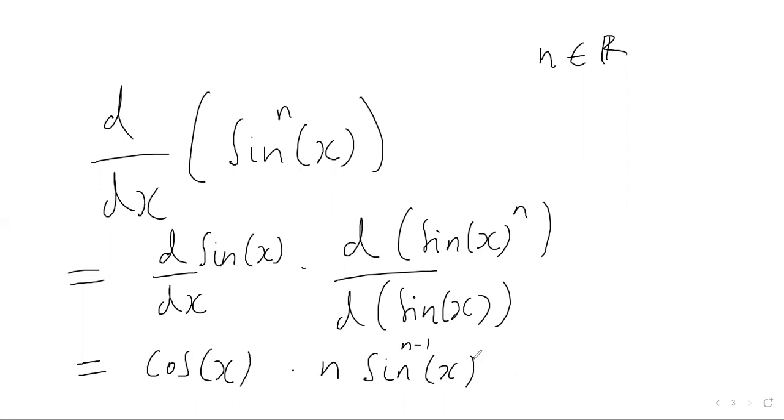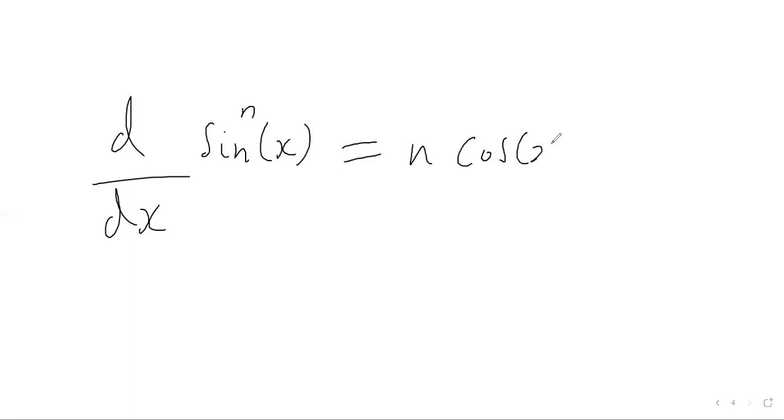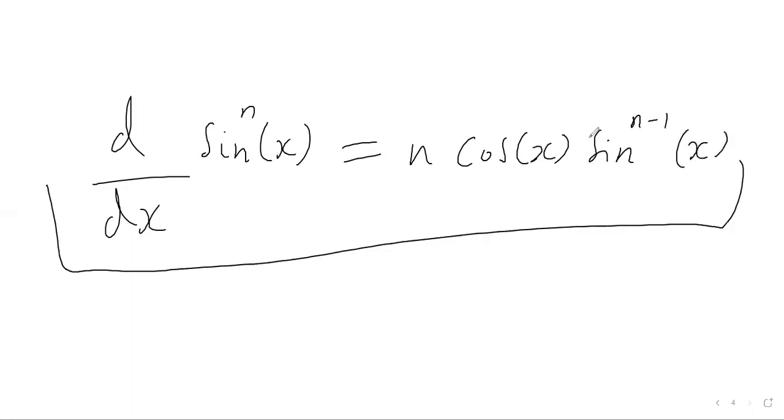As a final conclusion, d by dx of sine of x to the power of n is n times cos of x times sine to the power of n minus 1 of x. And that's our final result. This works for any real number n. Even if n was 0, it would still work because you would get a 0 there. So that's the end of this video.